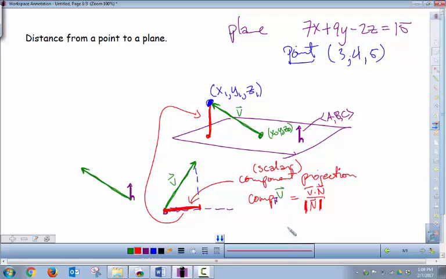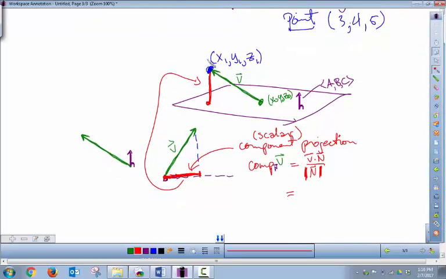So what is our component projection? Well, we got some values here. We got x naughts, y naughts, z naughts, x1, y1, z1, and a, b, c. So V, let's establish what V is equal to. V is the difference between those 2 points, head minus tail. Actually, it doesn't matter which one the head is, which one the tail is, because we're going to take the absolute value. So it'll be x1 minus x naught, y1 minus y naught, z1 minus z naught. That's your V vector.